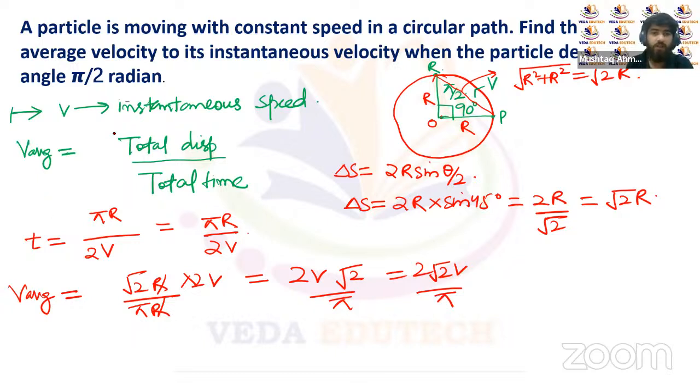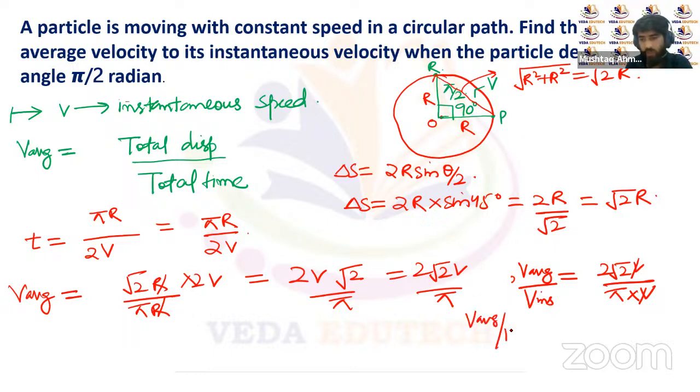And the magnitude of the instantaneous velocity is equal to v. So the ratio v average upon v instantaneous will be equal to 2 root 2 v upon pi divided by v. v and v will get cancelled. So this ratio will be equal to 2 root 2 upon pi. So this is the ratio between the average velocity and instantaneous velocity of a particle moving in a circular path.